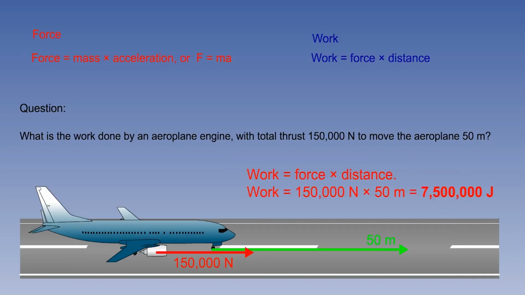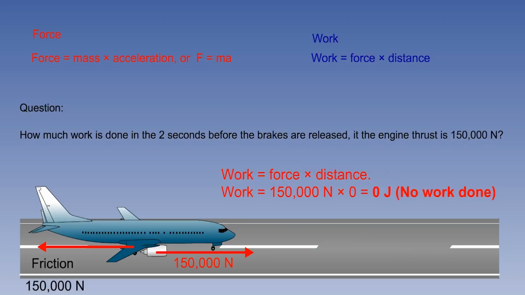Work is found by multiplying the size of the force by the distance the force moves the object. However, no work is done when a force does not move an object. Prior to the takeoff run, when the engines are spooling up and the aeroplane is held on the brakes, there is considerable thrust, but because the aeroplane is stationary, there is no work done.